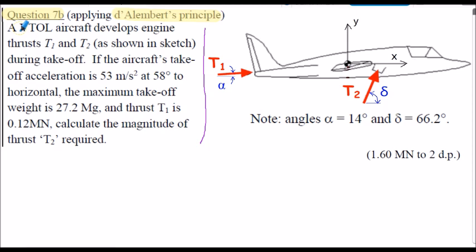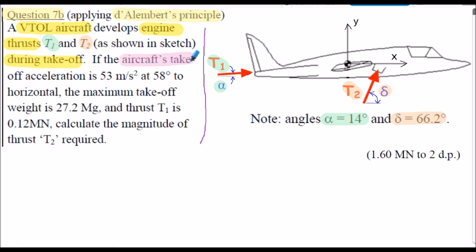So in this case, a VTOL aircraft develops engine thrusts. That's the forces from the engine labelled T1 and T2. These are shown in the sketch here. There's T1 at angle alpha to the horizontal, and angle alpha is given in the question here, it's 14 degrees. And here's T2, that's at angle delta to the horizontal, and again angle delta is given in the question, 66.2 degrees.